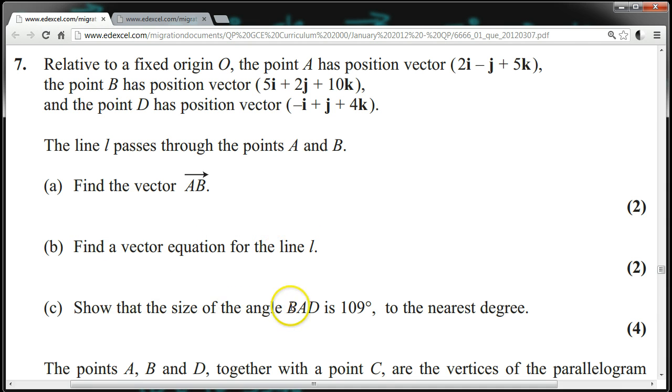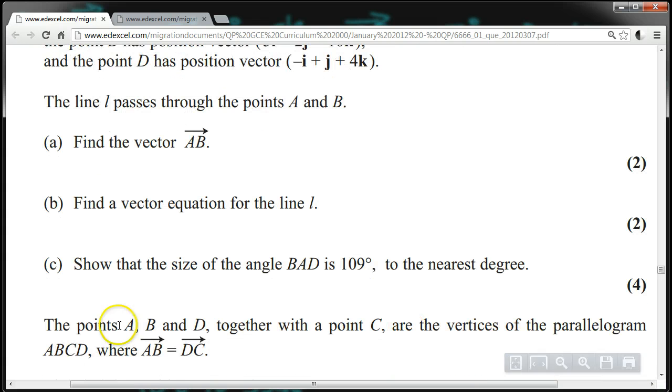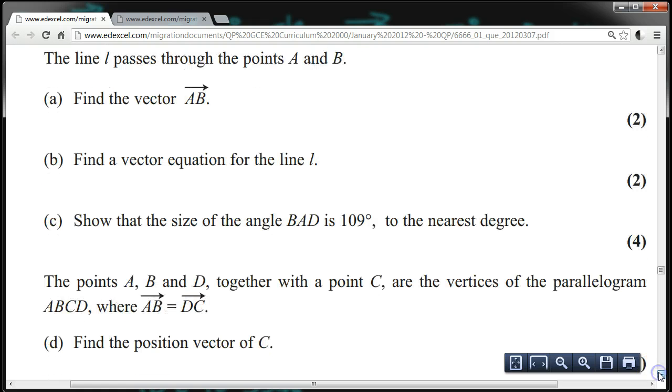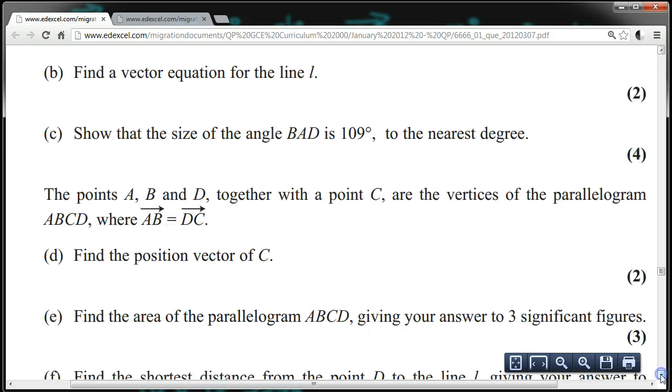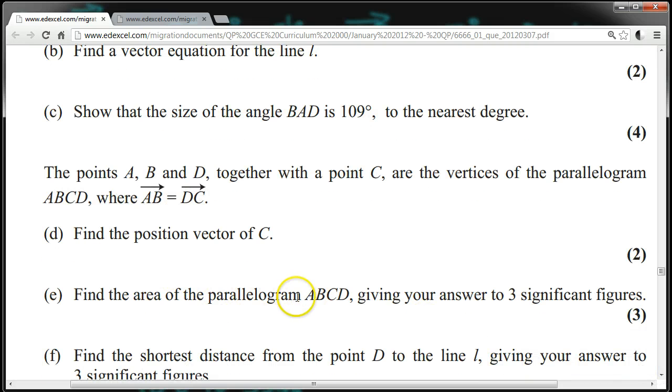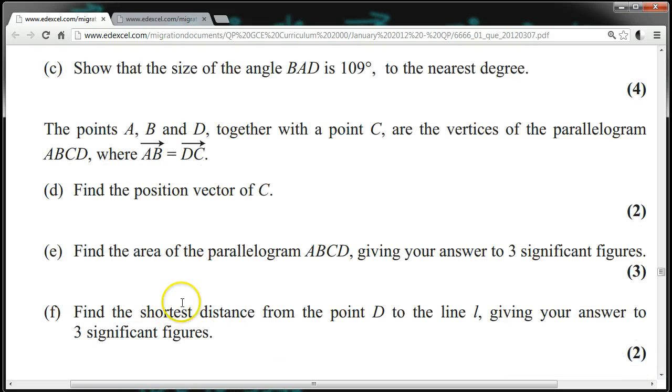Show that the size of the angle BAD is 109 degrees to the nearest degree. The points A, B, D, together with the point C, are the vertices of a parallelogram ABCD, where the vector AB equals the vector DC. Find the position vector of C. Find the area of the parallelogram ABCD, giving your answer to 3 significant figures. And find the shortest distance from the point D to the line L, giving your answer to 3 significant figures.